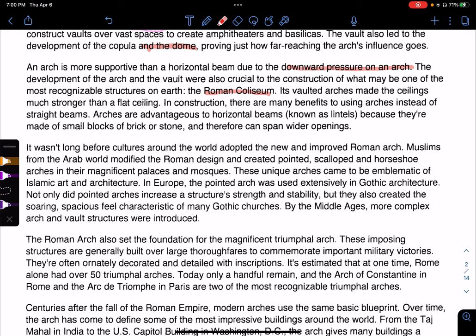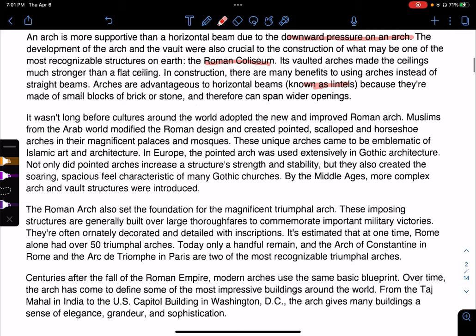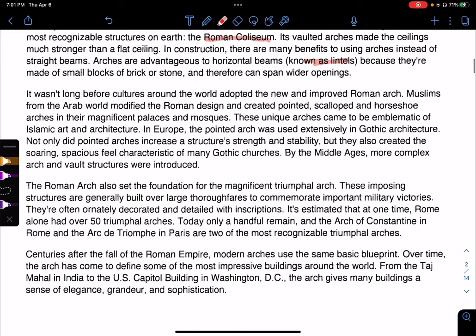Arches are advantageous to horizontal beams, known as lintels, which is what the Greeks used, because arches are made of small blocks of bricks or stone and therefore can span wider openings. It wasn't long before cultures around the world adopted the new and improved Roman arch.